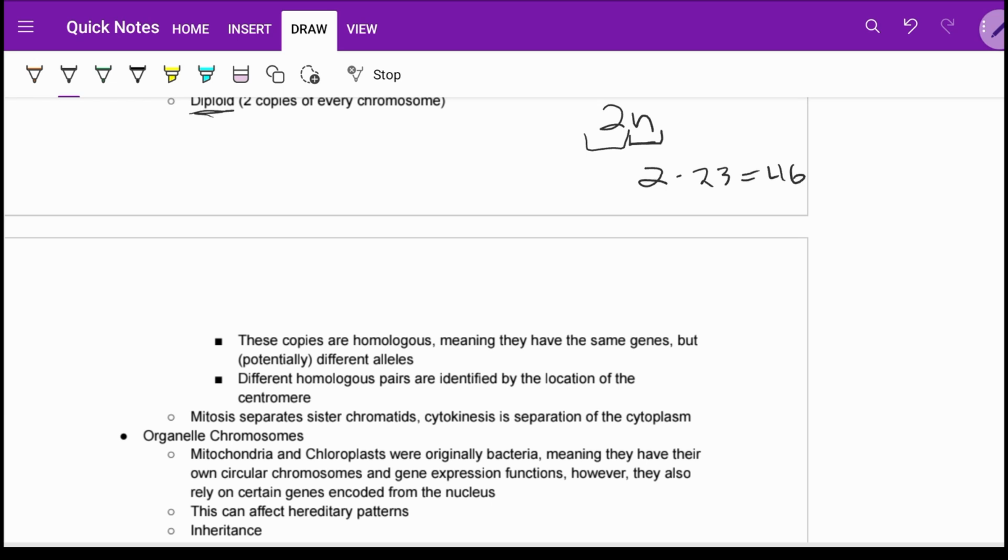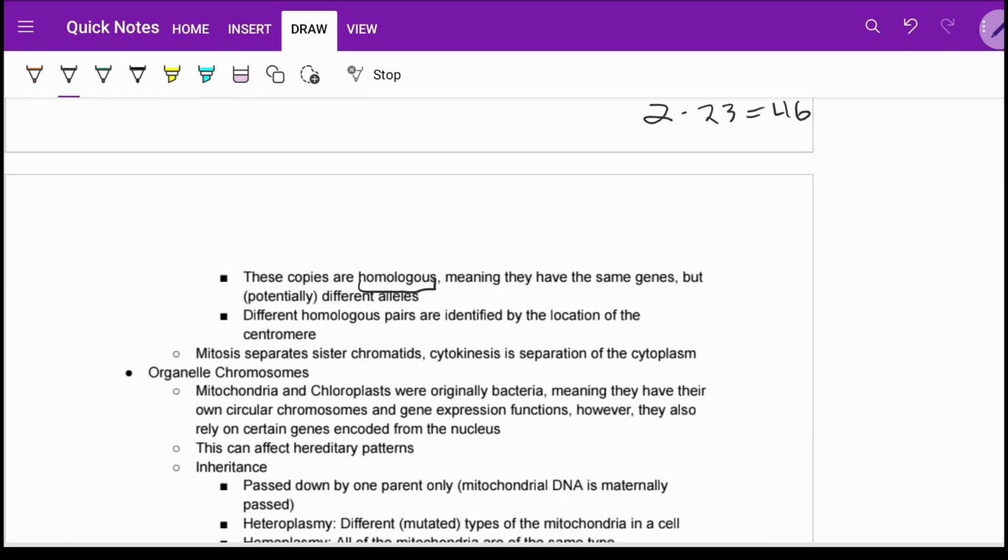And these copies are homologous, which is another way of saying they're the same type of chromosome. They code for the same genes, they just maybe have different alleles on them. Different types of chromosomes are identified by the location of the centromere. Sometimes the centromere is in the middle, where you'd think it would be, but sometimes it's up here, and it looks like 2 little nubbins and really long tails. So we use where the centromere is to identify which type of chromosome it is, because that is fairly consistent for each type.